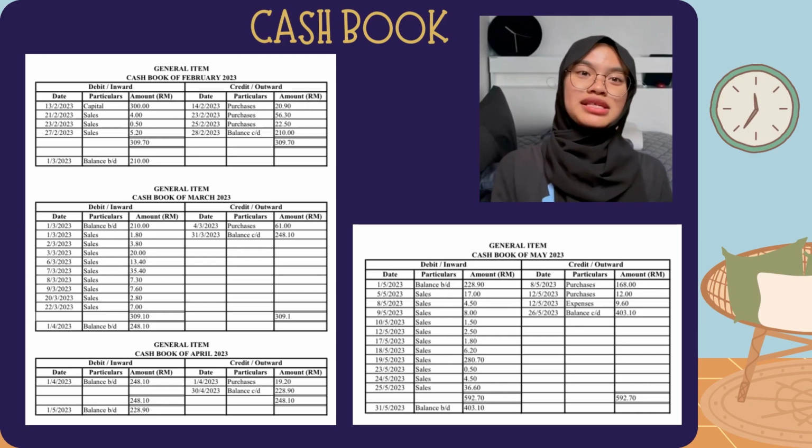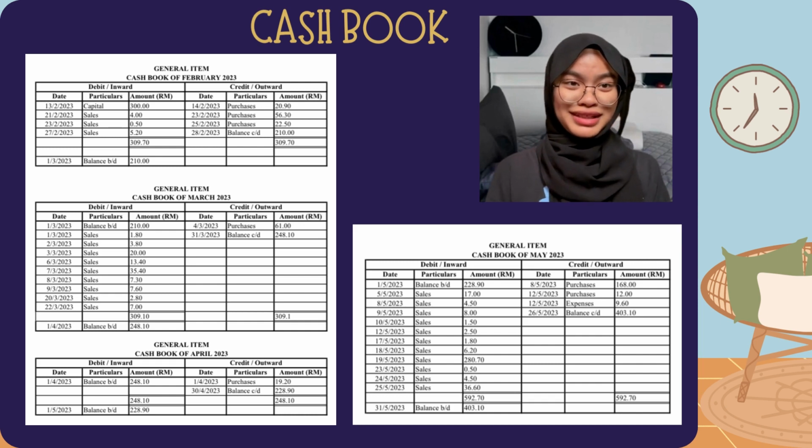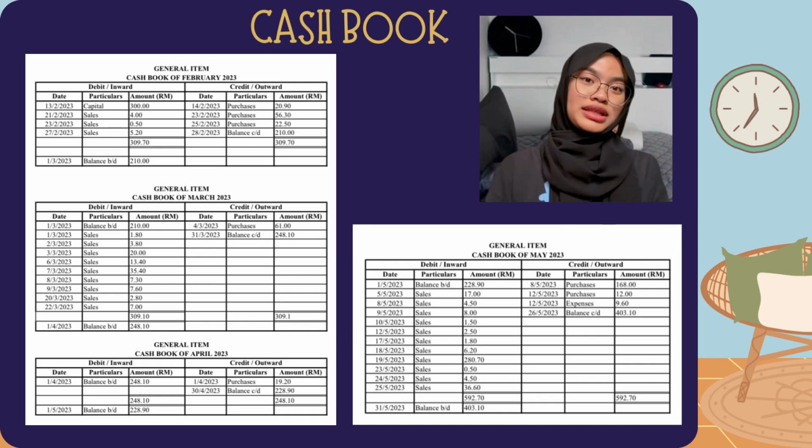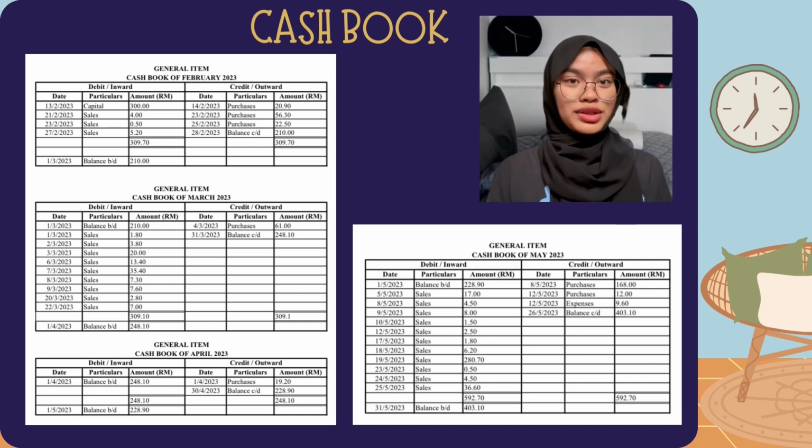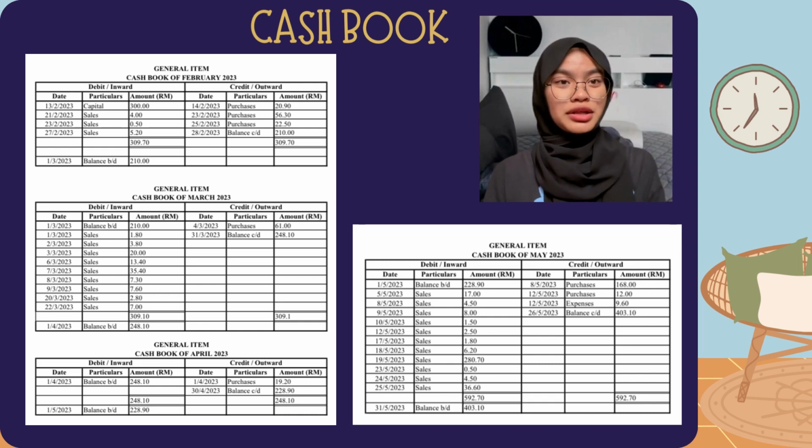As shown, this is our cash book we created in Excel. Our cash book is divided into 4 months, which are February, March, April, and May.